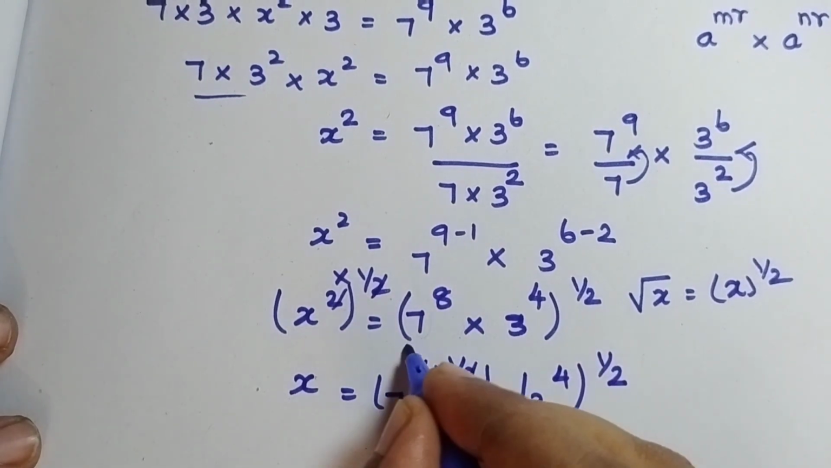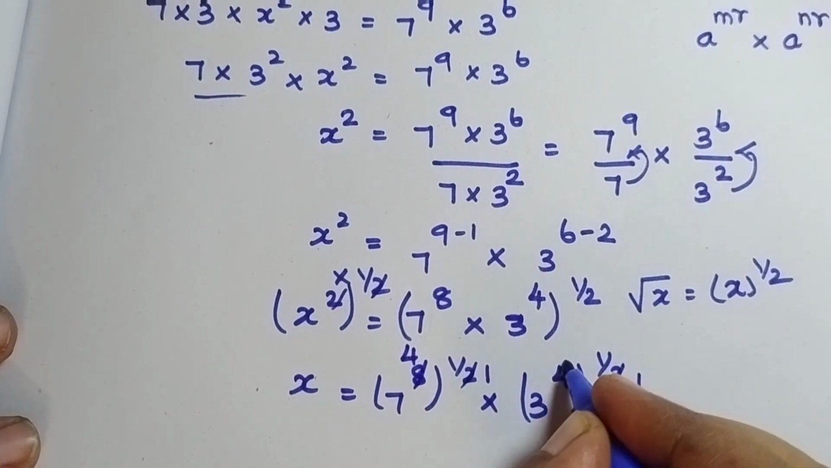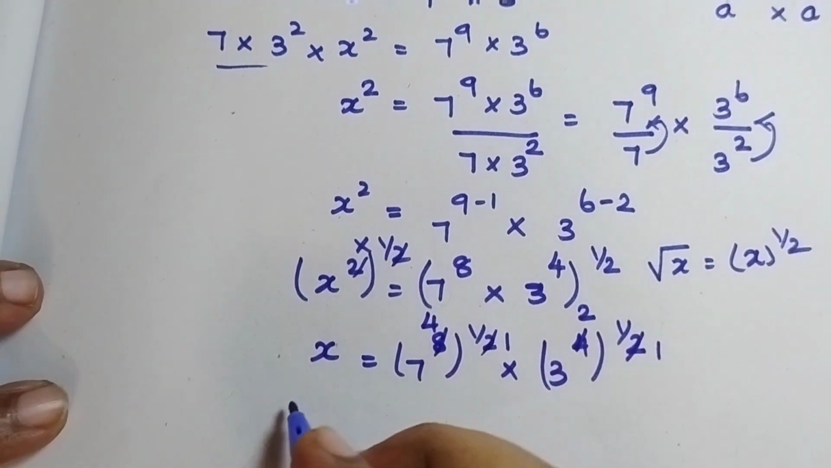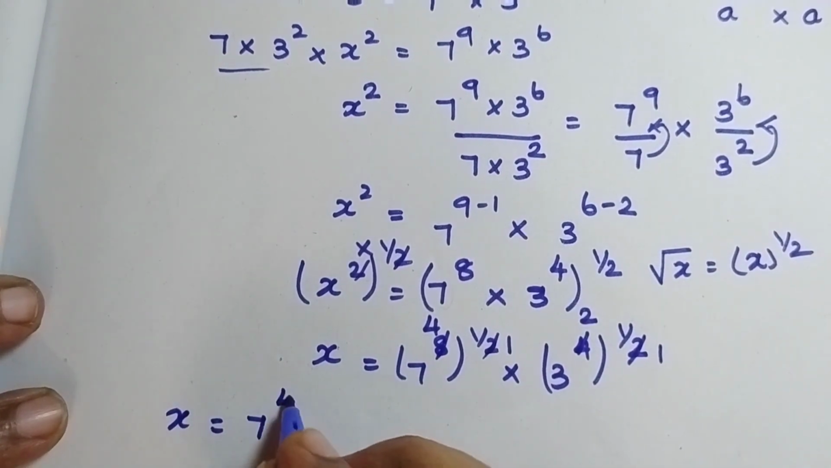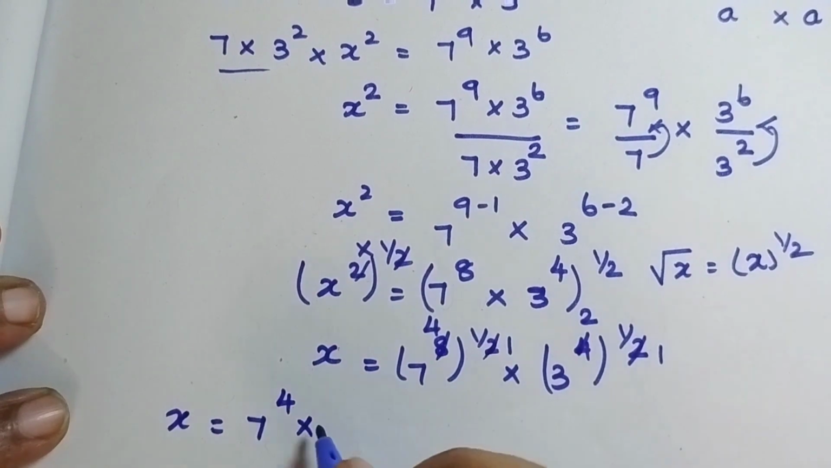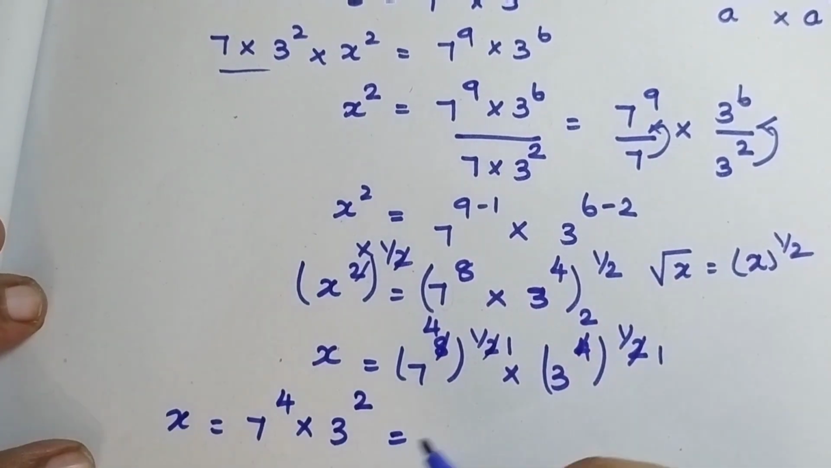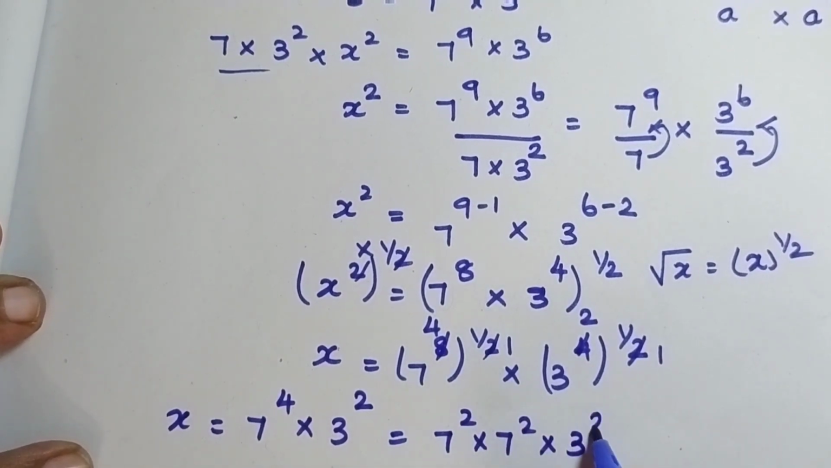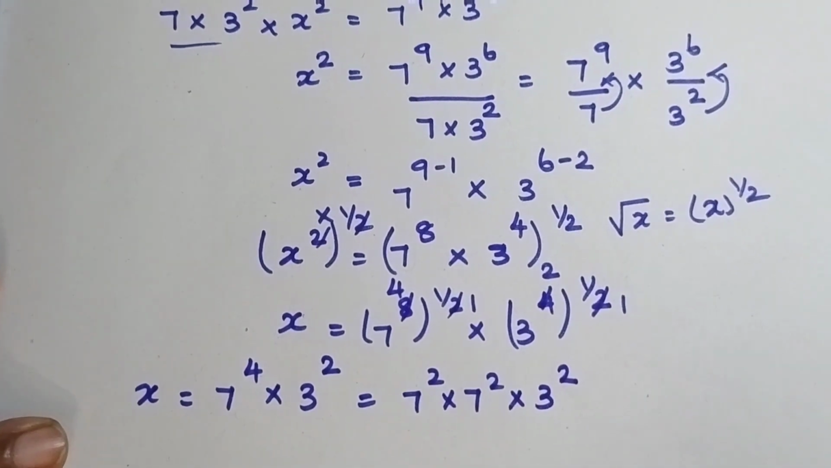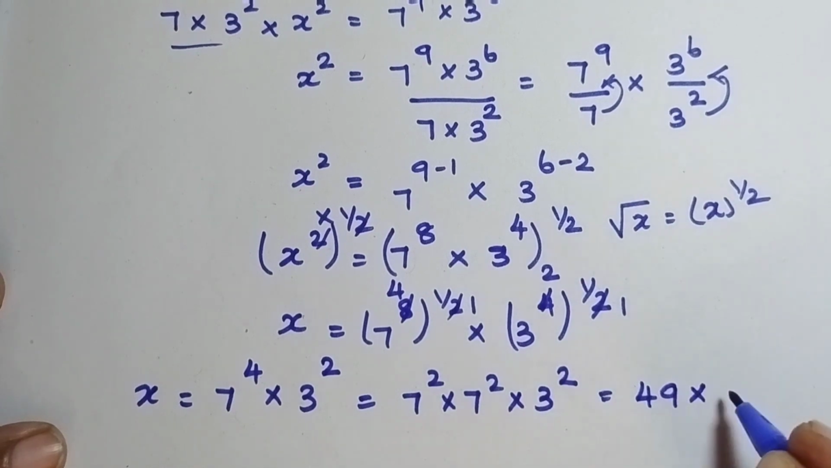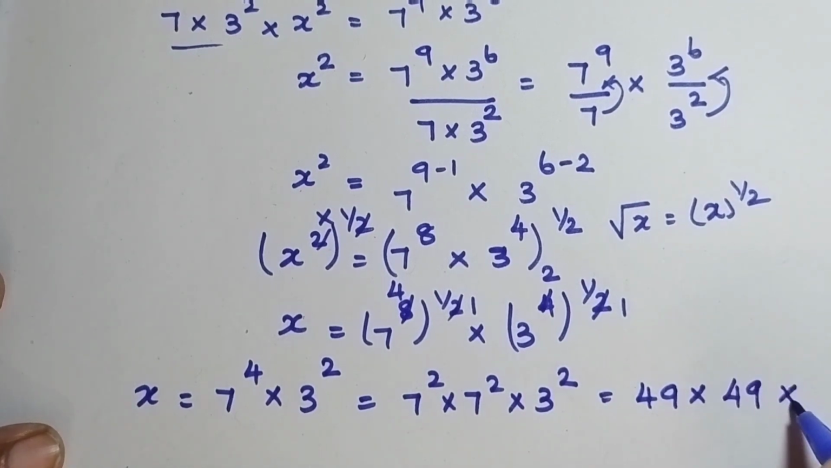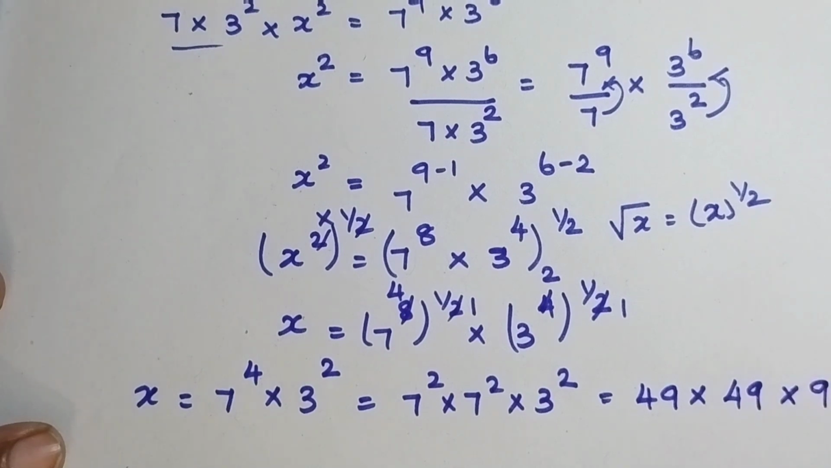1, 2 is 2, 4, 2s are 8. Similarly, 1, 2 is 2, 4, 2 are 4. Therefore, now I get the value for x is equal to 7 power 4 into 3 square. This can be written as 7 square into 7 square into 3 square. So 7 square is equal to what? 49 into, again 7 square 49, into 3 square 9.